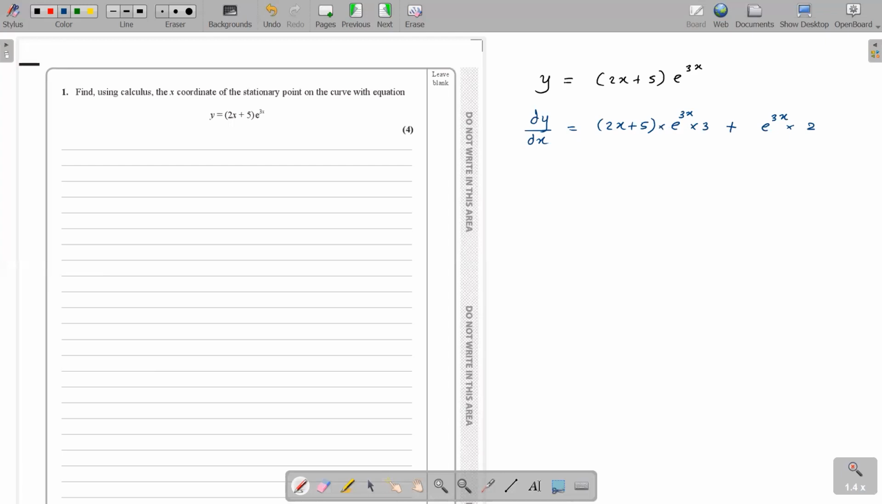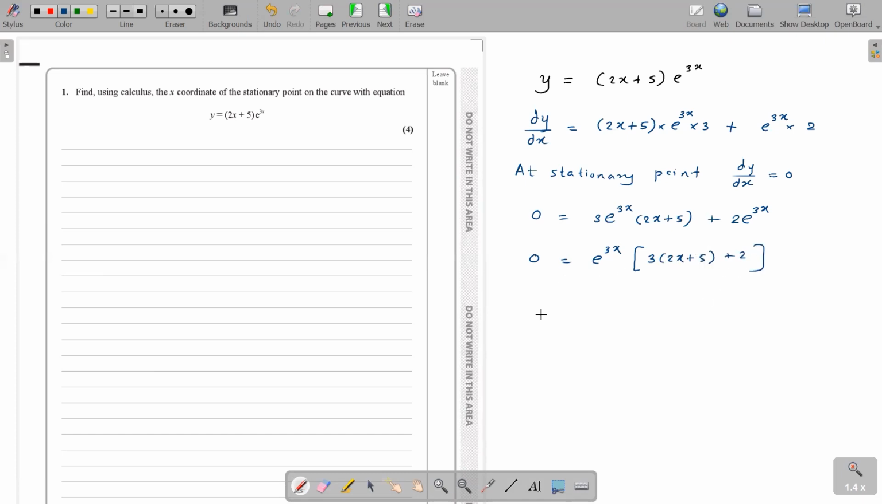Now we need to make our dy by dx equal to 0 and get the turning point. So at stationary point, dy by dx is 0. At stationary point, we set the dy by dx to 0. So 0 equals 3 times e to the power 3x times 2x plus 5, plus 2 times e to the power 3x. So we can simplify here. Shall we take e to the power 3x out? E to the power 3x, when I take it out, I get here 3 times 2x plus 5 plus 2.